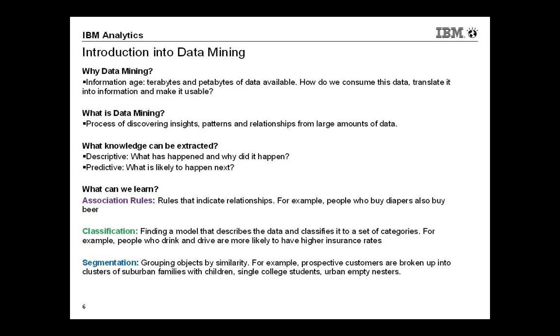And then there's segmentation, which is where we're grouping people by similarity. We don't know what these people have done in the past, so we don't have a particular variable on which we're segmenting them, but we are breaking them up into clusters based on their similarity amongst each other. For example, you can have suburban families with children, single college students, urban empty nesters, etc.